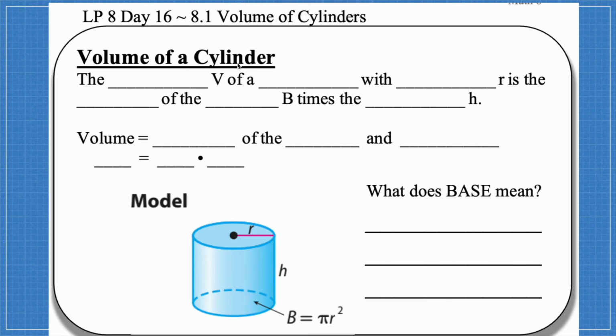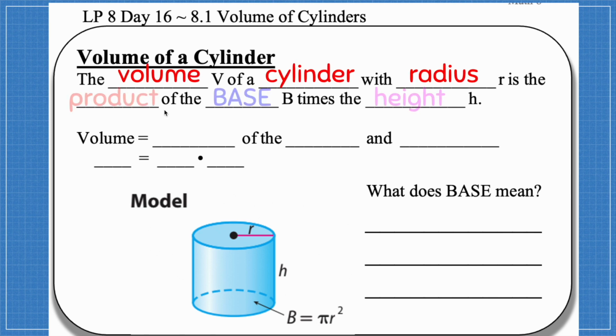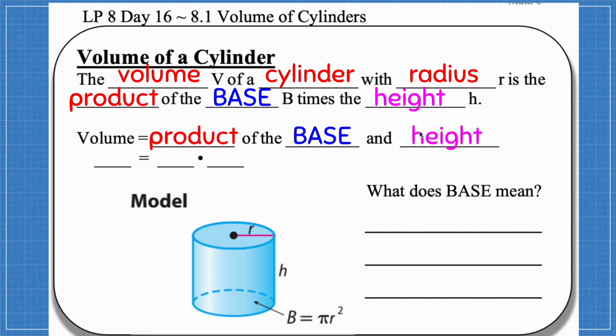In this video, we're going to talk about the volume of a cylinder. So the volume of a cylinder with radius r is the product of the base b times the height h. So let's reduce that statement a little bit. We have volume equals the product of the base and the height. Now we're going to reduce that down to the actual formula. So V for volume equals the base b times the height.